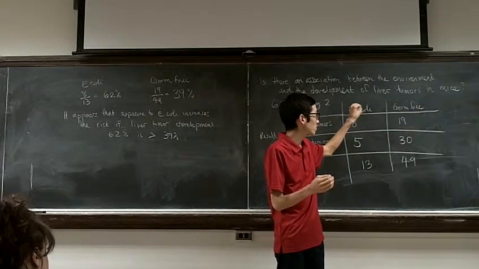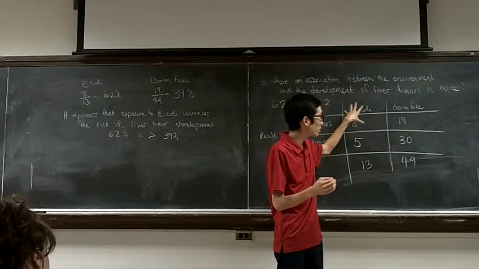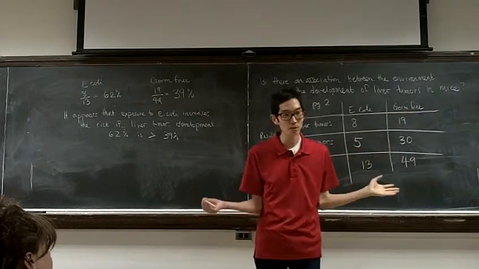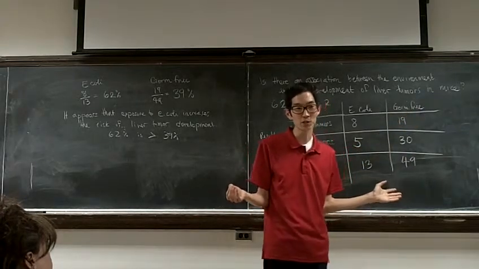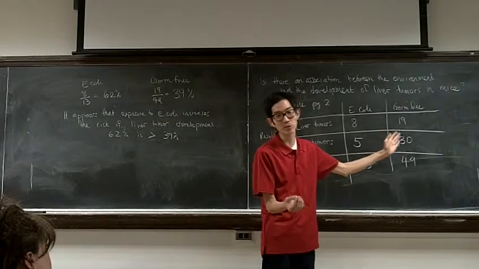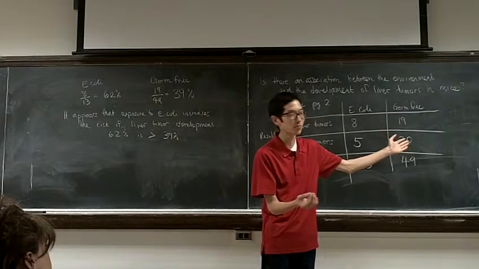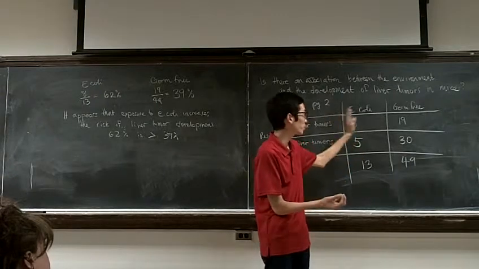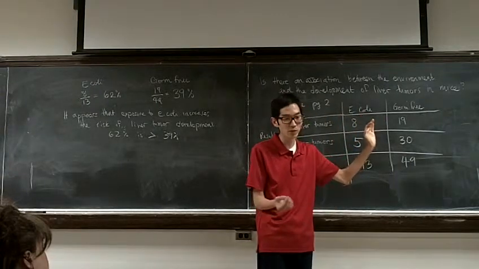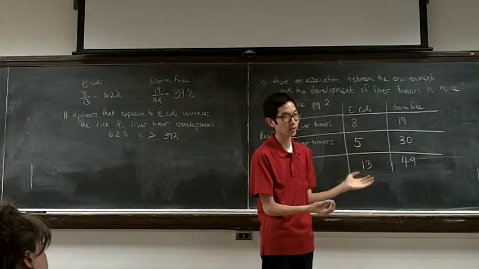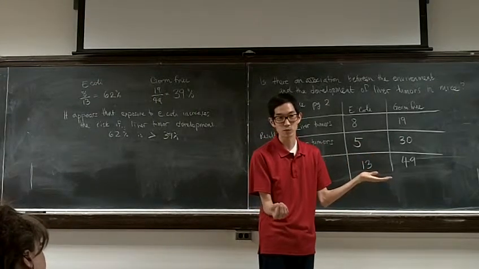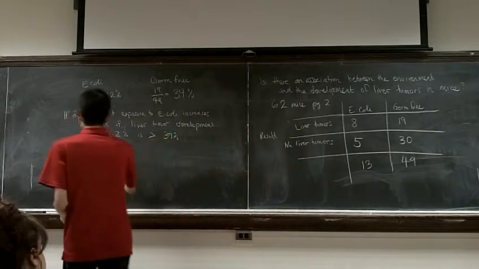That keeping mice in an E. coli environment or keeping mice in a germ-free environment actually has nothing to do with developing liver tumors. Some mice are going to develop liver tumors no matter what, okay? And other mice will not. And whether we put them in an E. coli environment or a germ-free environment, it has nothing to do with whether or not they develop liver tumors. Some mice are just going to develop liver tumors. Okay.